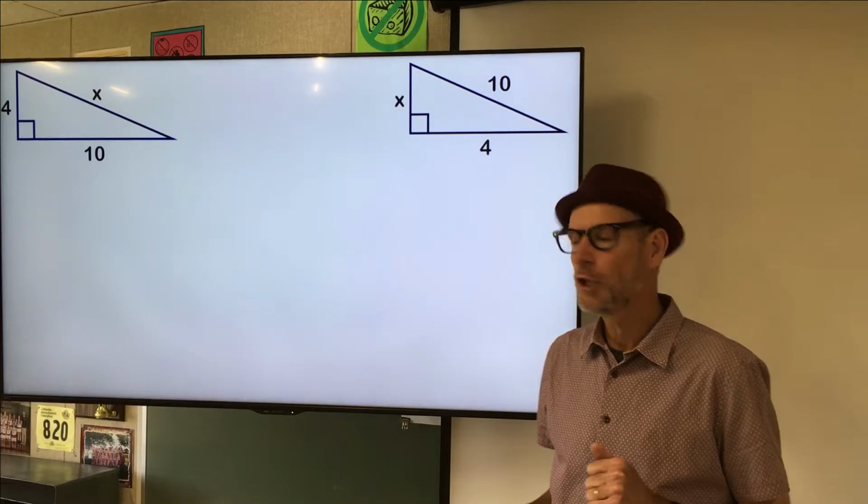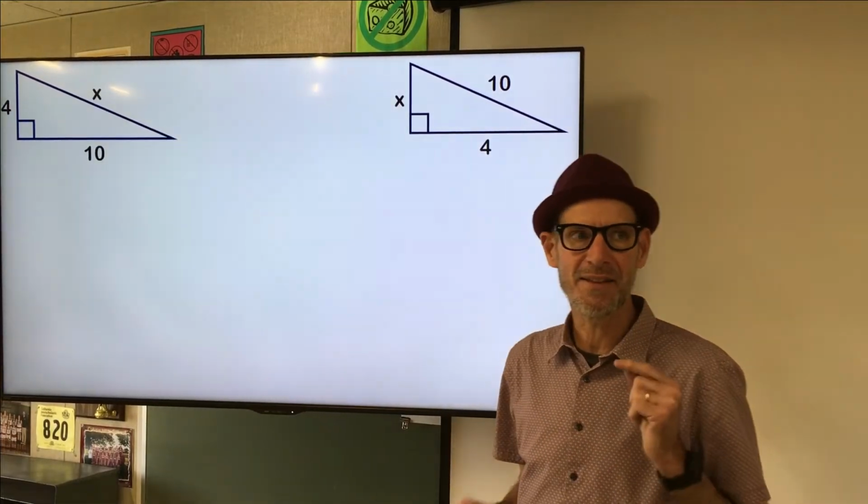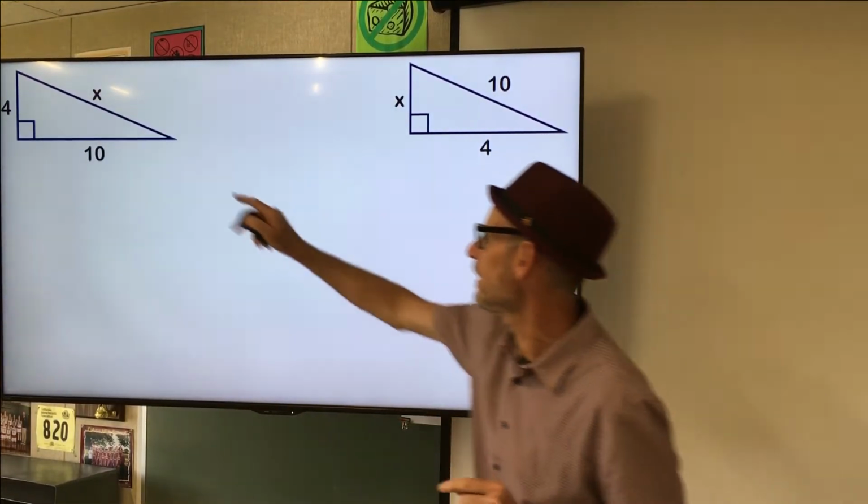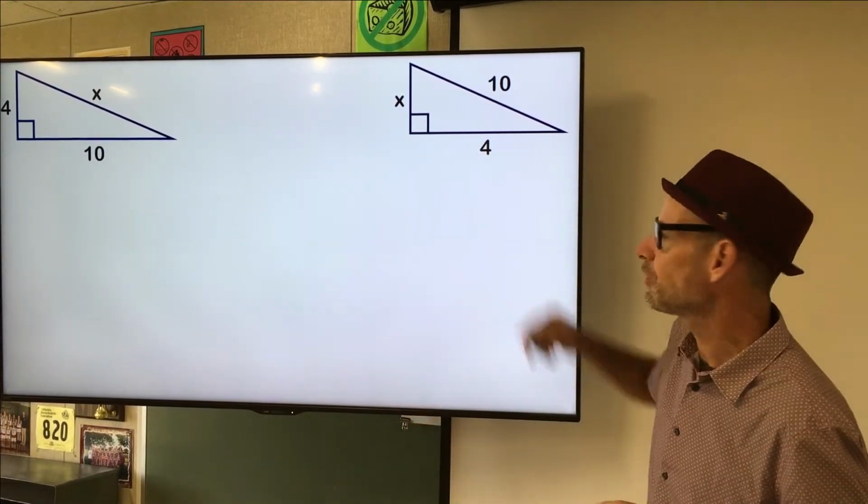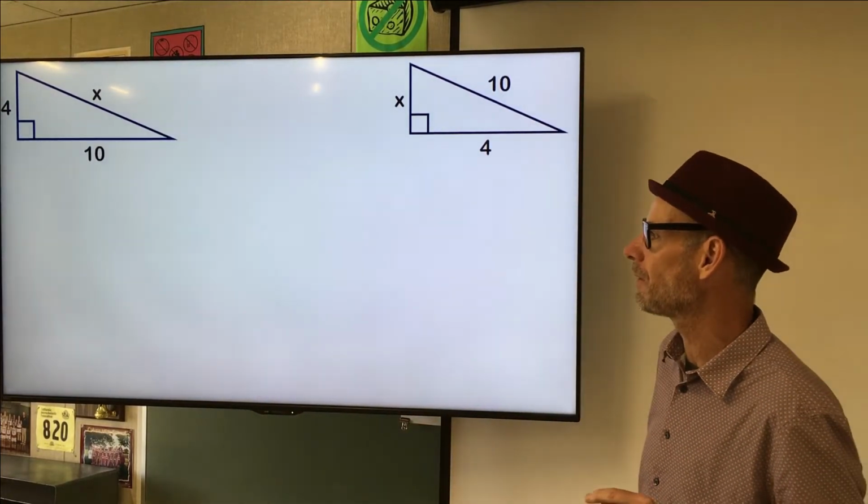So now we're going to do these two examples. You might think at first glance that these examples are going to have the same answer because here two legs are 4 and 10 and here two legs are 4 and 10. But these problems are different.